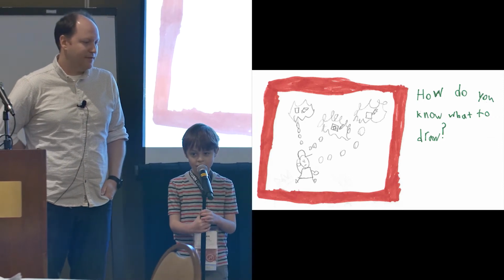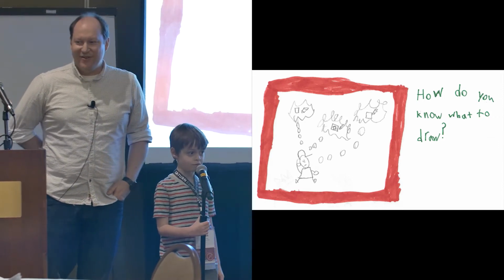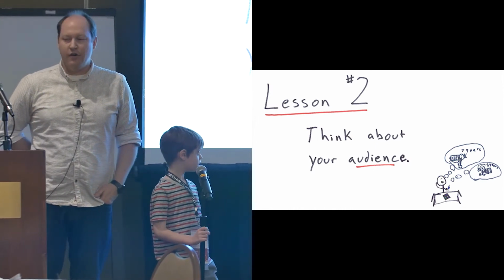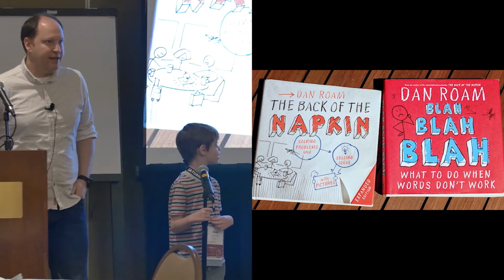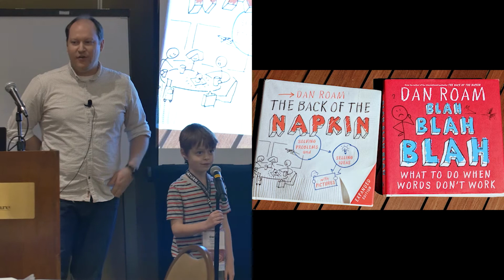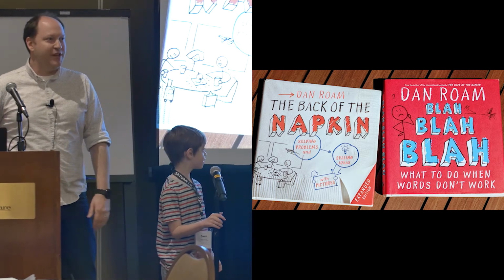That's all nice, Dad, but how do you know what to draw? Right, how do you know what to draw? So that brings us to lesson number 2, think about your audience. Owen and I have been reading these 2 books by Dan Roam called The Back of the Napkin, all about visual thinking and different visual thinking frameworks.